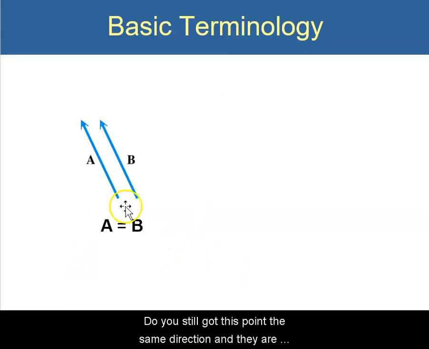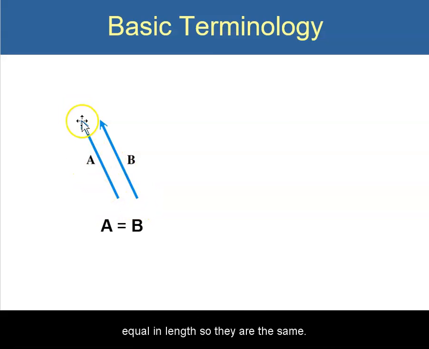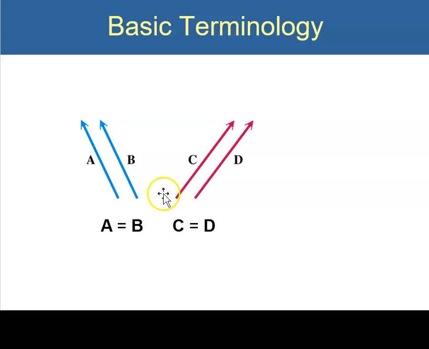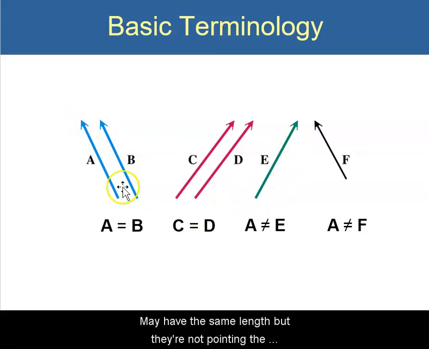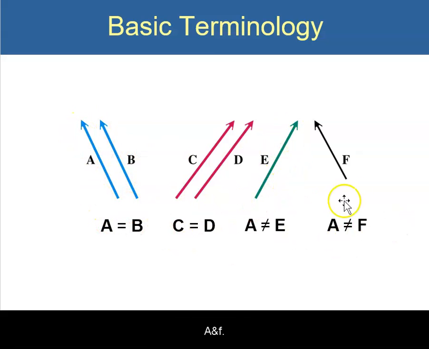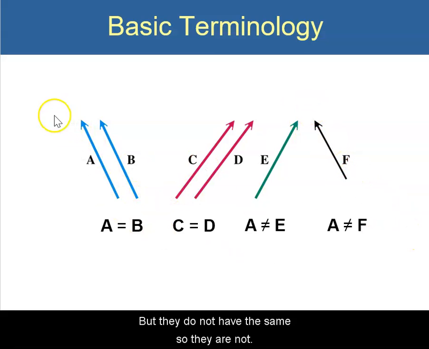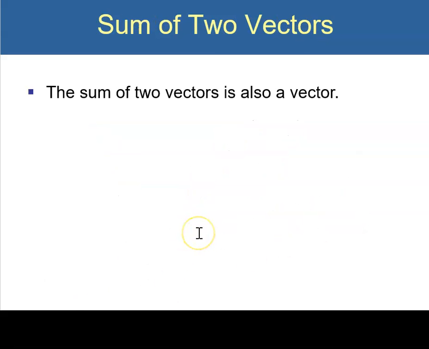Here, these two vectors point in the same direction and they are equal in length, so they are the same vector. Same thing here. Same direction, same length. Here, A and E may have the same length, but they're not pointing in the same direction. Here, A and F are pointing in the same direction, but they do not have the same length, so they are not equal either.